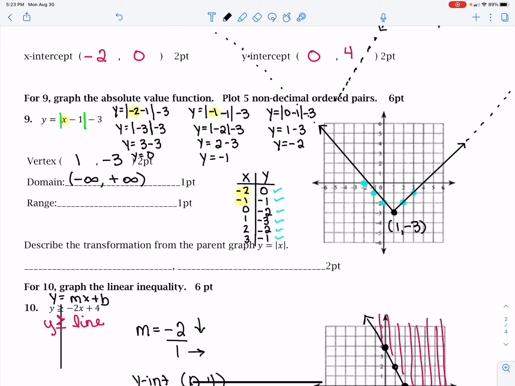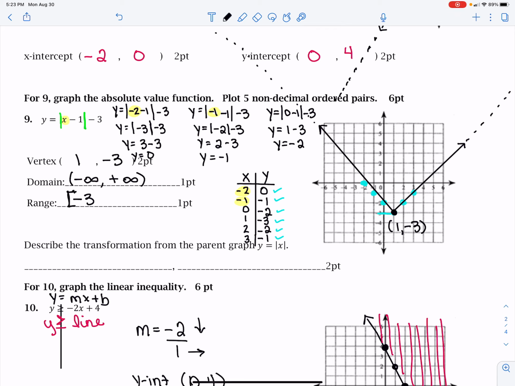Now, the range is the one that's going to be tricky because we always got to start at the bottom. How low does this graph go? Well, it stops right here. And that value is negative 3. So it started at negative 3. And then right there it stopped. Hit like a brick wall. Okay. So it can't go any further than that.